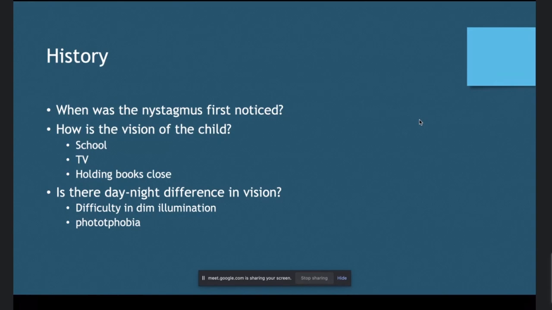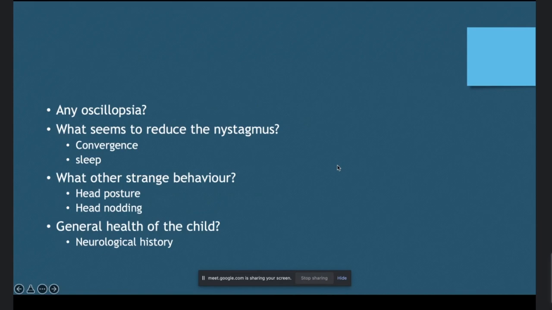What are you thinking of if that is there in history? In what diseases can they have difficulty in dim illumination? Ma'am, retinitis pigmentosa. Correct. Any rod-cone problems, rod dystrophy, rod problems. Okay. So what about photophobia? What does photophobia tell you? What kind of retinal problem? Achromatopsia. Any form of cone dystrophy. Very good. Thank you.